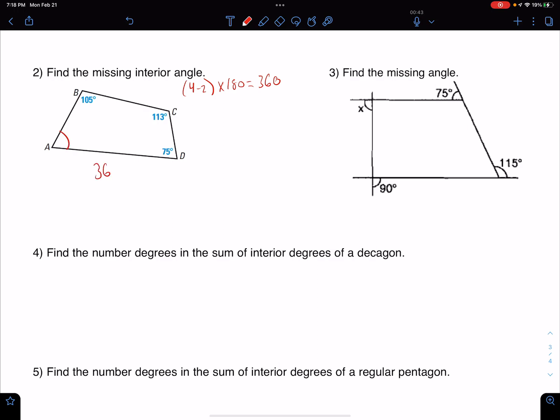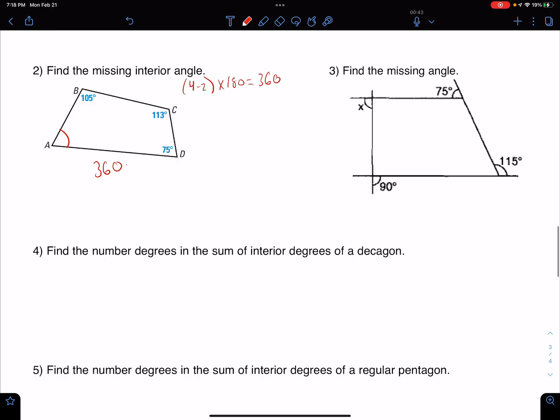So I say 360 minus 105 minus 113 minus 75 is equal to my missing angle. So 360 minus 105 minus 113 minus 75 is 67 degrees. So I know that's 67 degrees.